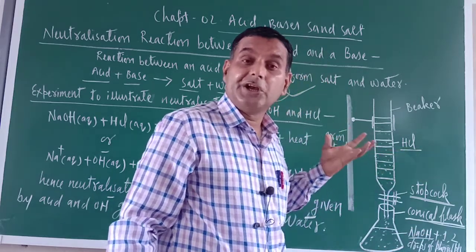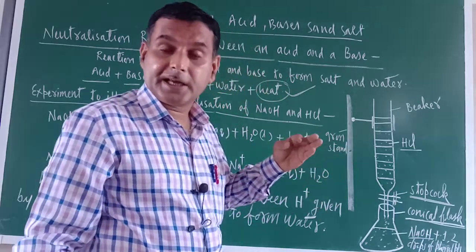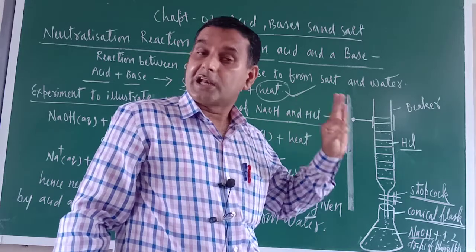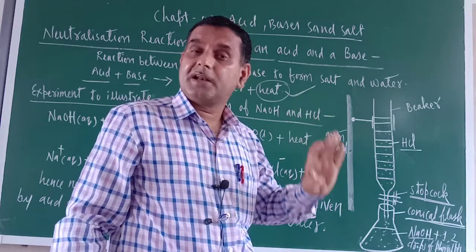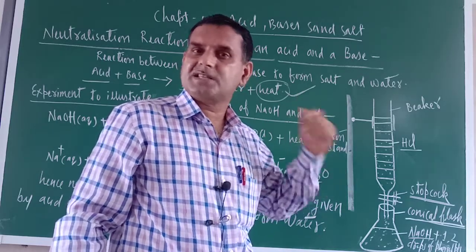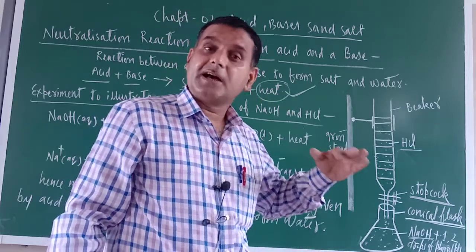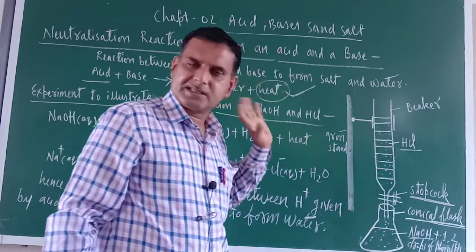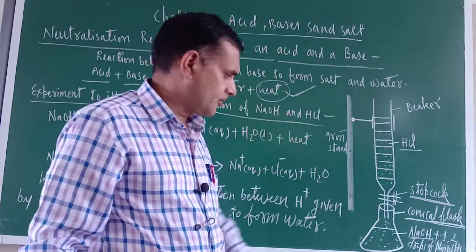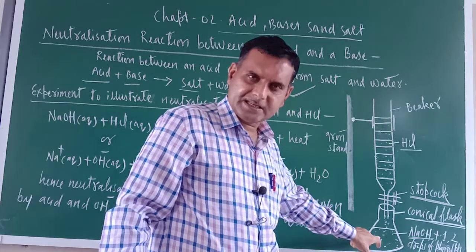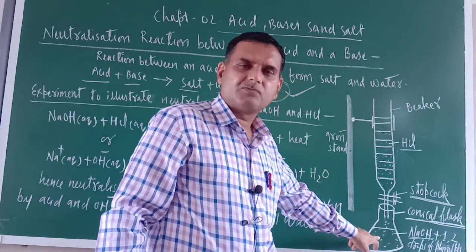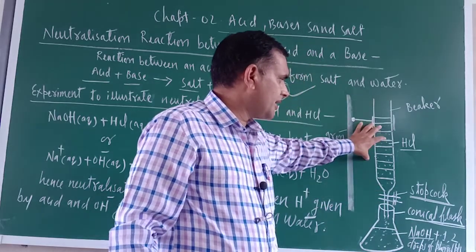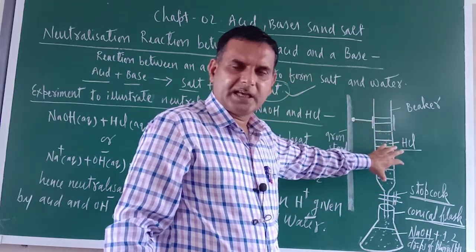Phenolphthalein is the indicator. It is a colorless indicator. It remains colorless in acidic medium but turns pink in basic medium. In the beginning of this chapter I have explained this. So now your experiment apparatus is completely set. In the conical flask you have taken sodium hydroxide plus 1-2 drops of phenolphthalein indicator. Now in the beaker you have taken an acid, that is hydrochloric acid.